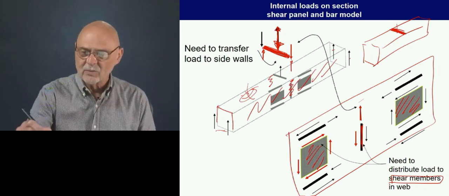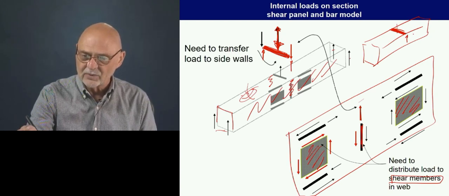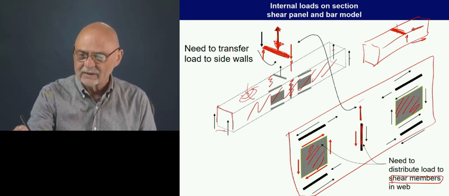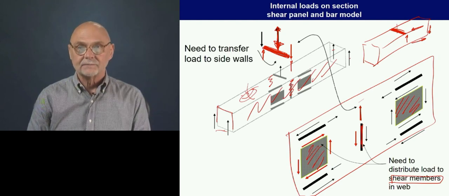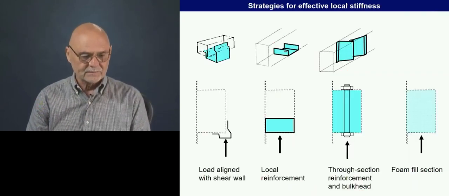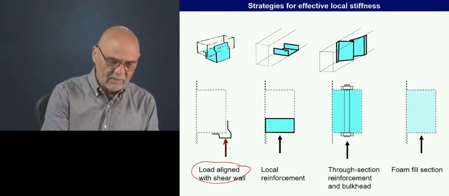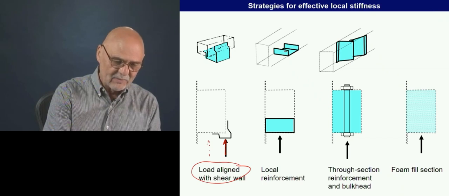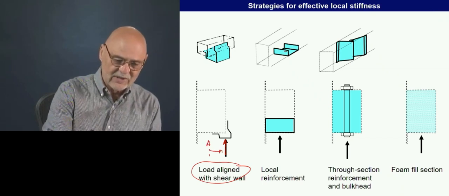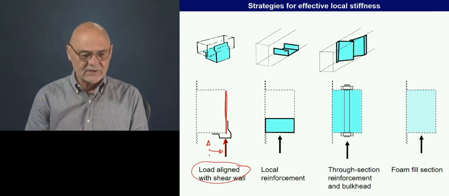And then once we're out to the sides, we're really reacting that load in shear, which is a very effective way to react loads. So let's look at some physical ways that can be done. Here we just align the load. If we have the ability, we just move the load out to the side so that it lines up with the shear wall of the section.